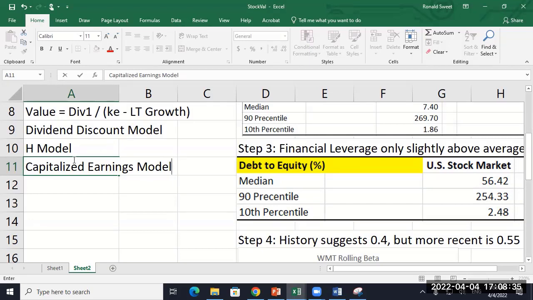Or if you do, you have to talk about it, which means in your paper 4, you can't just use the capitalized earnings model without explaining it. So you have to put some words around it because the H model and dividend discount model are better known. Dividend discount model, everybody knows. You don't have to explain that one. H model is not as well known, but it's at least out there and published. Cap earnings model is my creation.